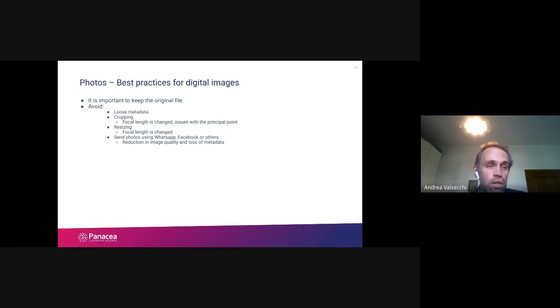What can you do? Well, you can use email. Email doesn't do that. So if you're sending a picture to a colleague, or a victim is sending you a picture, just tell them to use email.